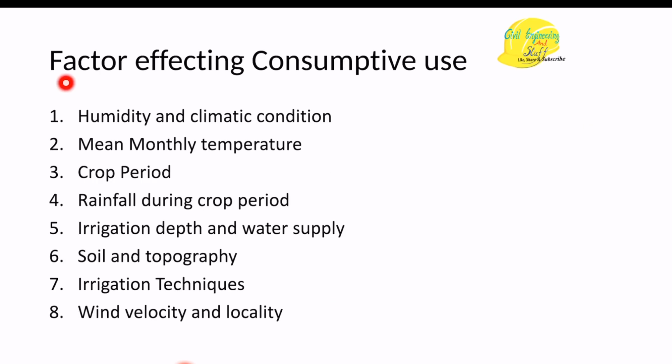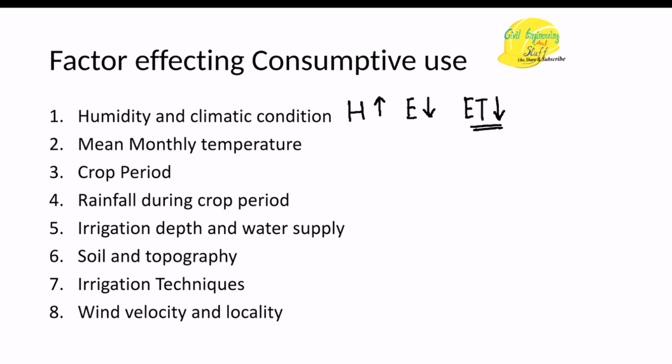Now, next we have the factors affecting the consumptive use of the crop. There are a number of factors which affect the consumptive use of the crop, in which the first one is the humidity and climatic conditions. If the humidity is more, then evaporation will definitely be less, and because of which the overall water required for evapotranspiration will also be less.